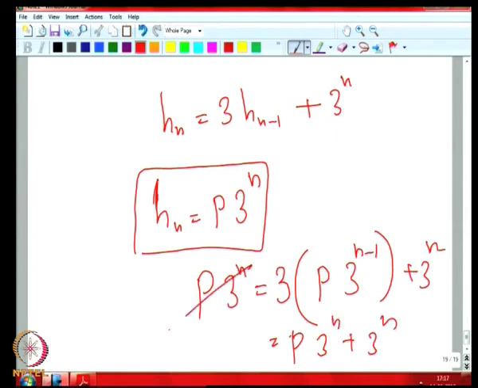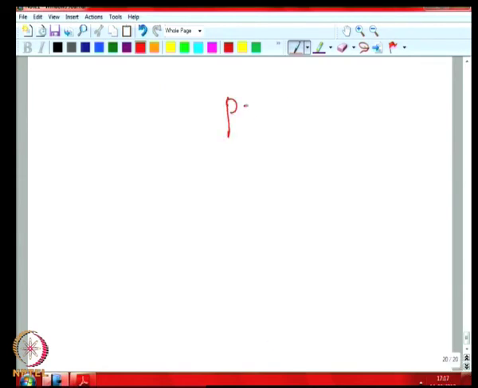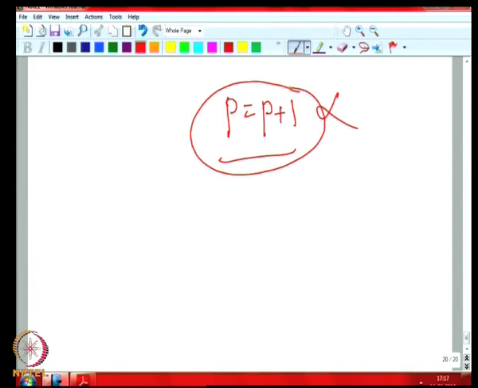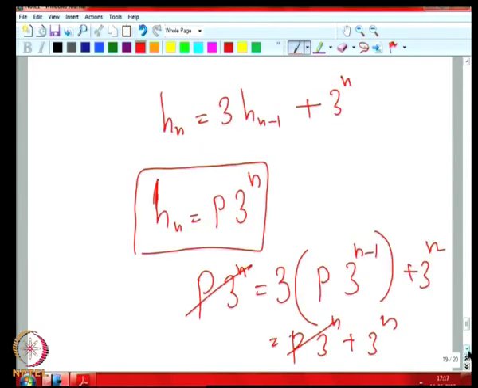When you cancel 3 raised to n everywhere, we get p equal to p plus 1, which is absurd. So, we cannot get such a value of p. So, that means hn equal to p times 3 raised to n does not work.